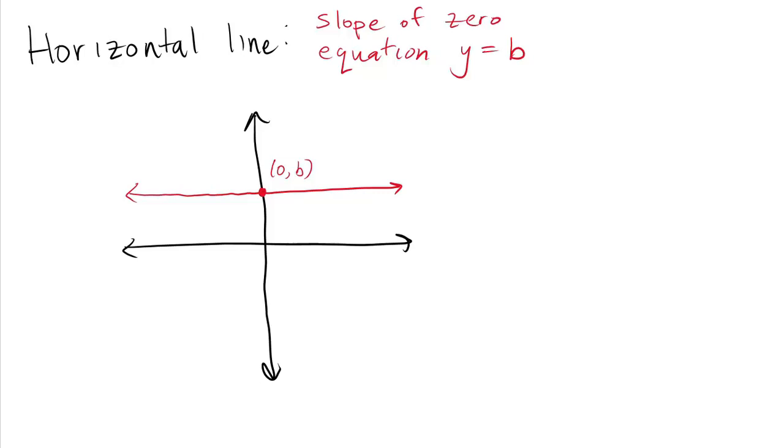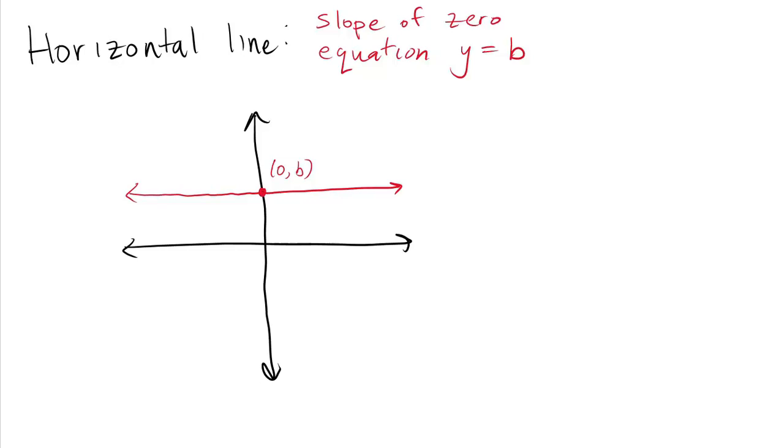The equation of a horizontal line is y equals b. The y-coordinate of every point on a horizontal line is exactly the same. That's the defining characteristic of the equation. X can be anything, but y is required to be b. And so the equation of a horizontal line is y equals b.